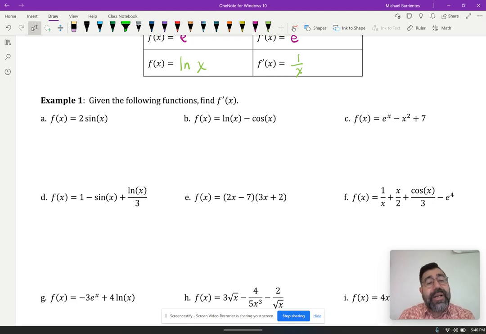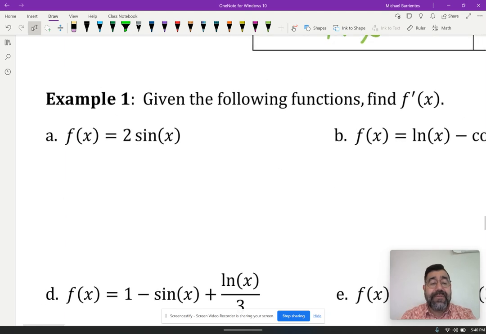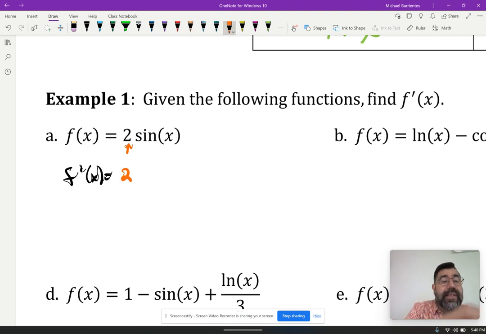So something like number A here is pretty straightforward. Remember that there's a rule that says if I'm multiplying a function by a constant, when I'm looking for the derivative, I can hold the constant and multiply by the derivative of whatever the function is. That only works with constant numbers, values, however you want to see them. So I have a 2.